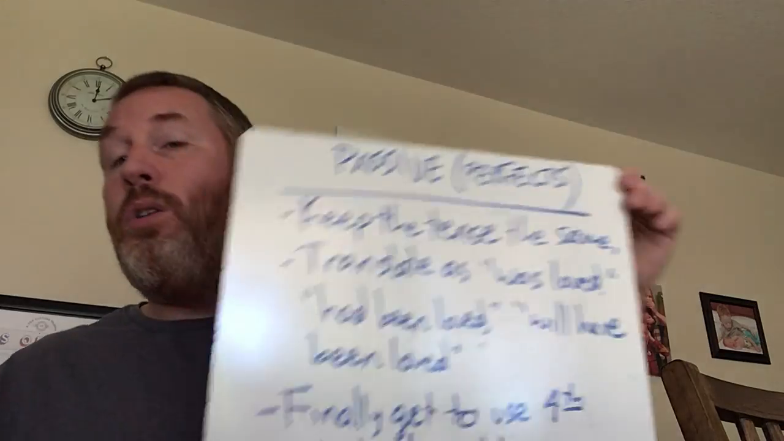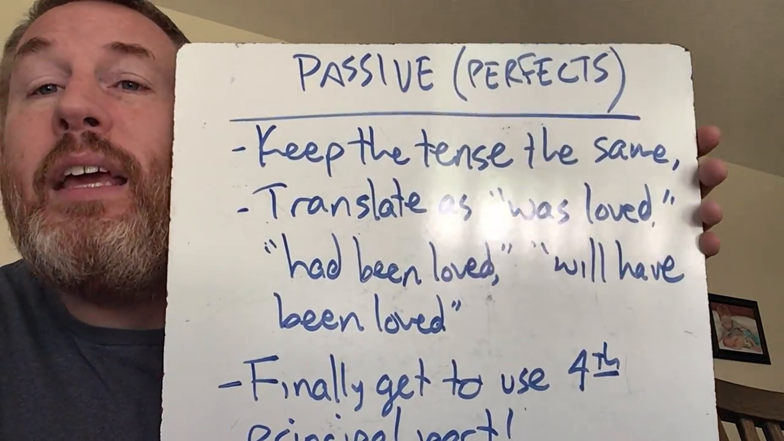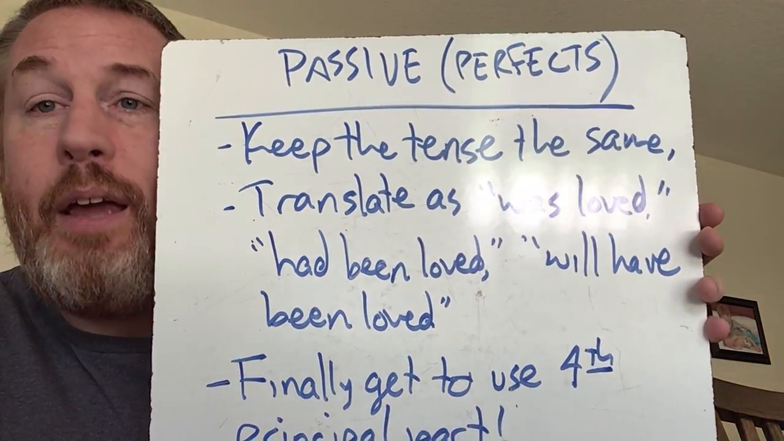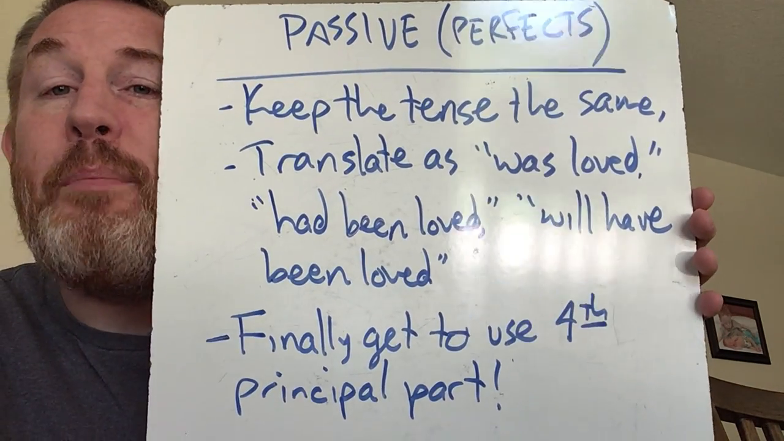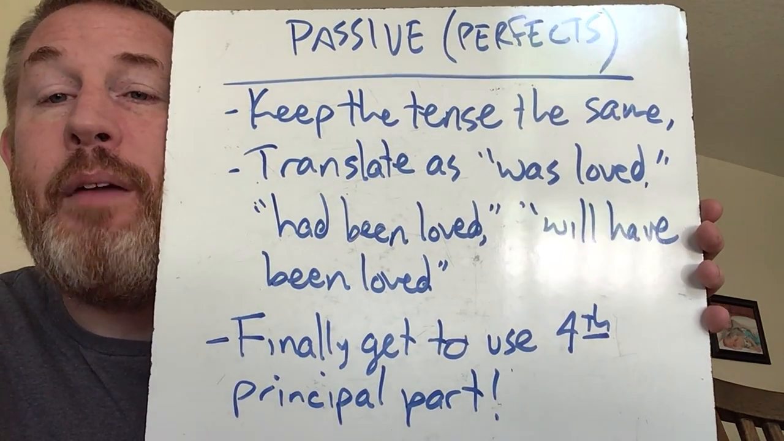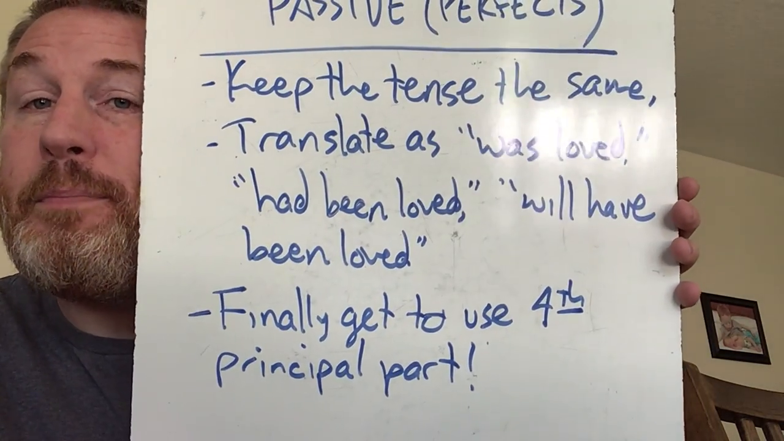So what we're talking about today is the passives, but for the other side of your columns. We've already done present, imperfect, and future. Now we're going to do perfect, pluperfect, and future perfect. It is way easier. You don't have to memorize new endings or anything like that. You just have to take what you have already done, which is memorize the fourth principal part, and then you're going to add things to it. So the perfects keep the tense the same. It translates as was loved, had been loved, or will have been loved. And you finally get to use the fourth principal part.